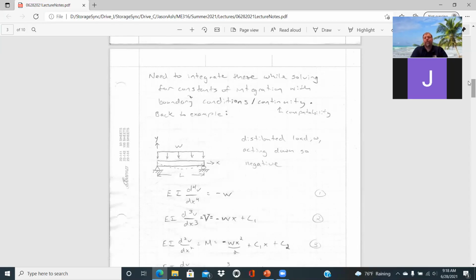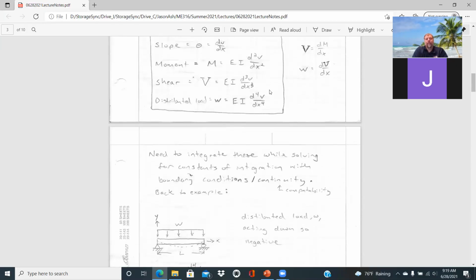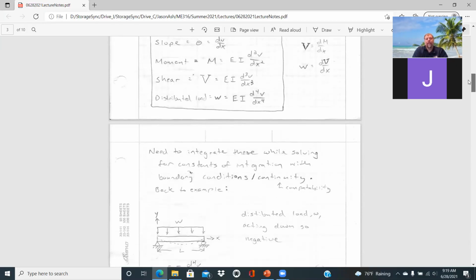And so let's just take that first example of a simply supported beam, with x and y axes, and a distributed load acting downward on that beam. It's just going to cause it to deflect downward in a symmetric style. Distributed load W is acting down, so that's a negative distributed load. And so we really start at this level and then integrate back.